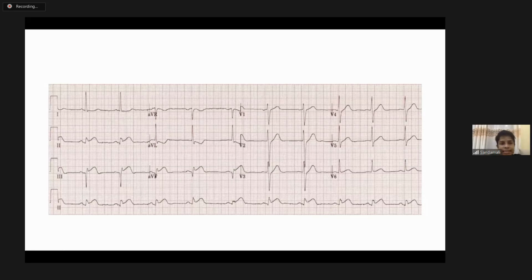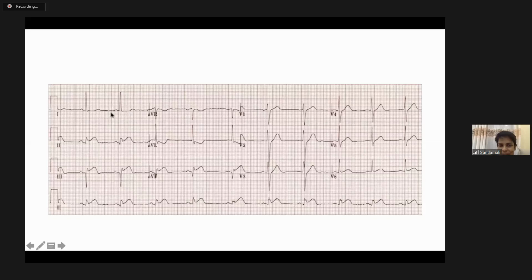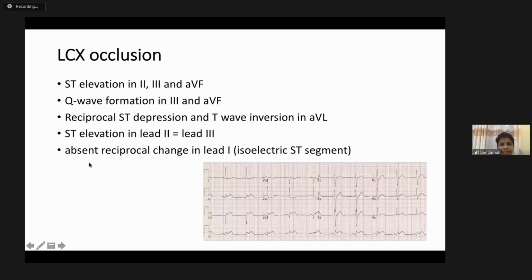So in this ECG with inferior STEMI, obviously there are ST elevations in 2, 3, AVF, and you can get reciprocal changes in AVL, but L1 is more or less isoelectric and no signs of RV infarction. And ST elevation in L2 and L3 is more or less the same. Definitely L3 is not more than L2. So this is due to LCX occlusion.